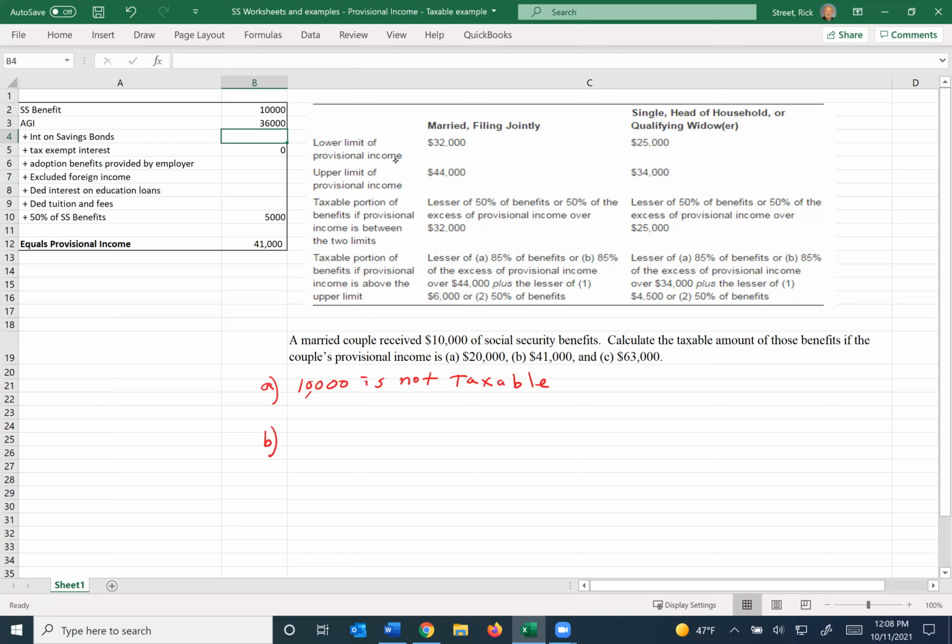So the first thing we need to do is calculate 50% of the benefits, $10,000, which is equal to 5,000. Okay, so we're going to use that. Next step. We take 50% of the provisional income over 32,000. So the next step here is to take 50% times 41,000, which is our provisional income, minus the lower limit, 32,000.